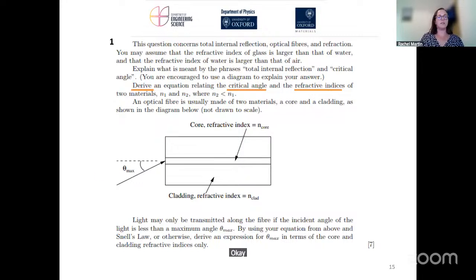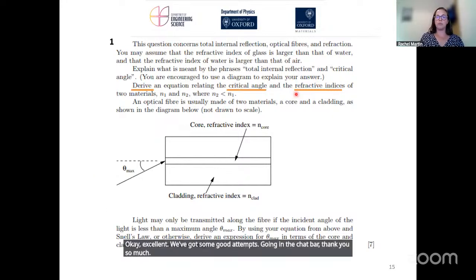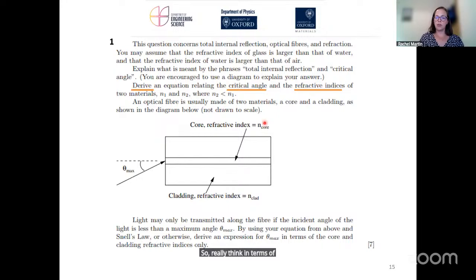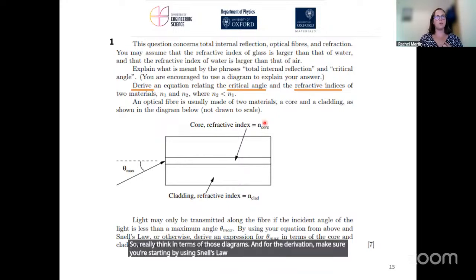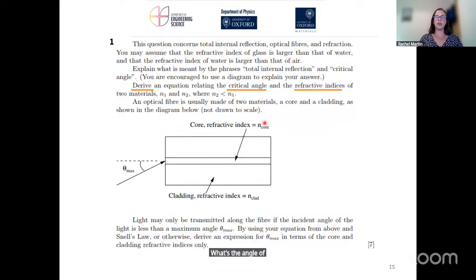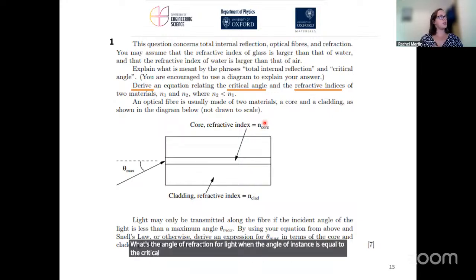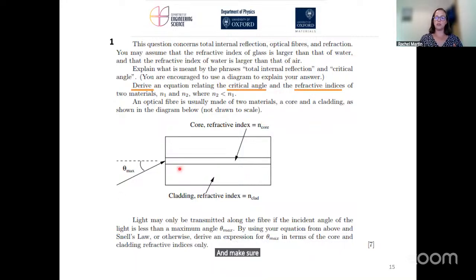Okay, excellent. We've got some good attempts going in the chat bar. Thank you so much. So really think in terms of those diagrams. And for the derivation, make sure you're starting by using Snell's law. That's kind of why I kept emphasizing it earlier. What's the angle of refraction for light when the angle of incidence is equal to the critical angle? I've just mentioned it earlier, and it's clear that lots of you know that. Well done. And make sure you're using your trig rules to try and simplify a little bit.